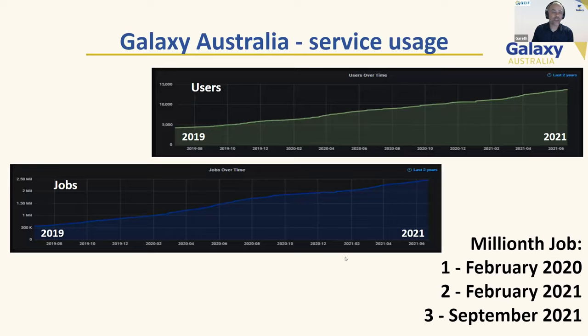So just some self-justifying graphs. Here we are in early 2019 with less than 5,000 users. We started a year before that with even less. And we've just been tracking very nicely upwards and upwards to where we are now, which is, I think, the 15,000 user mark, which we passed a few months ago. And that parallels nicely with the number of jobs those users are running. What's almost satisfying, but a bit scary for me, is we passed our 1 millionth job in February last year, our 2 millionth job in February this year, our 3 millionth job in only September, and we're on track for our 4 millionth job, with the gaps scaling down again. So we're really seeing a rapid growth in the number of jobs people are running.